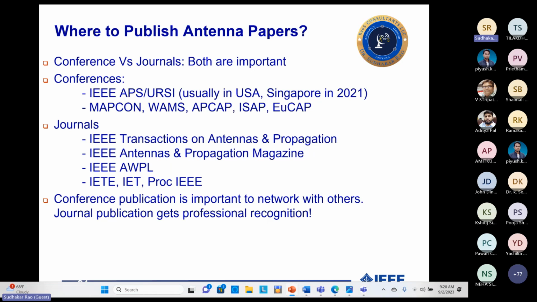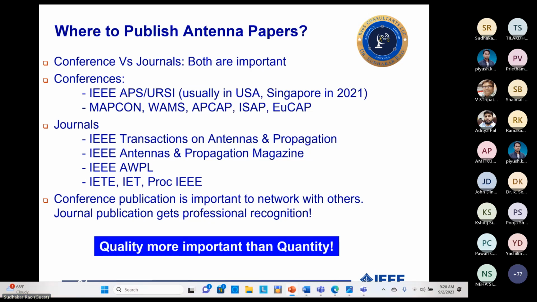Conference publications are important because you attend the conference, you present your paper, you network with others, you talk to them, and networking is very important. That's how you know what people are working on. Journal publications get professional recognition, but conference publication is also very important. Quality is more important than quantity. People say, I have so many papers, but one good paper that a lot of people cite and follow is considered a good paper.